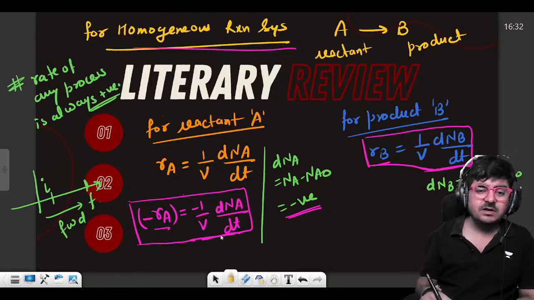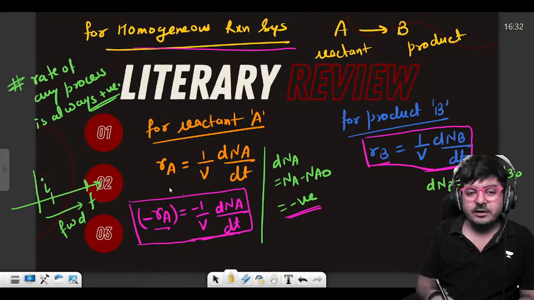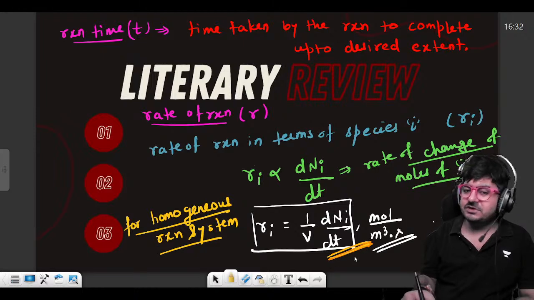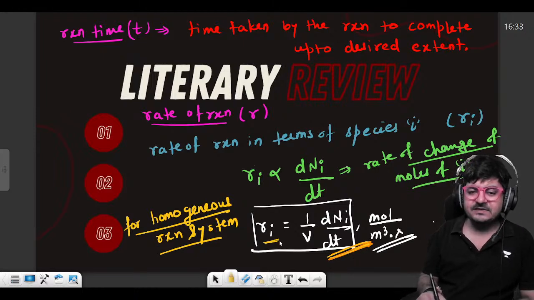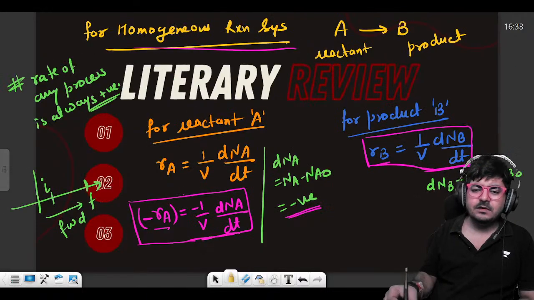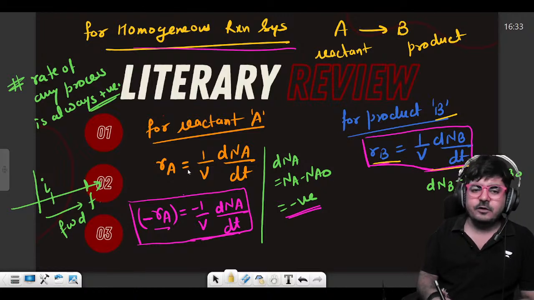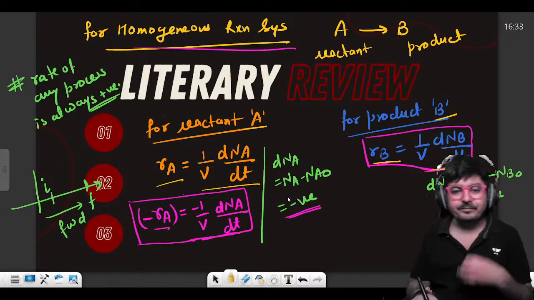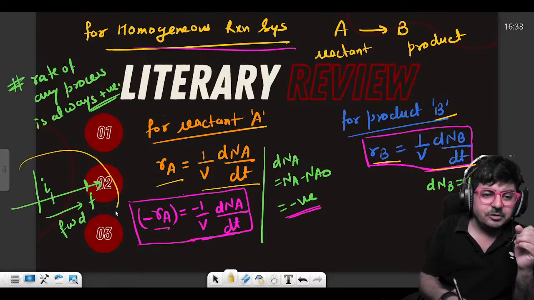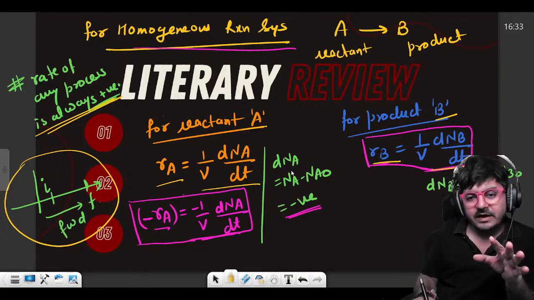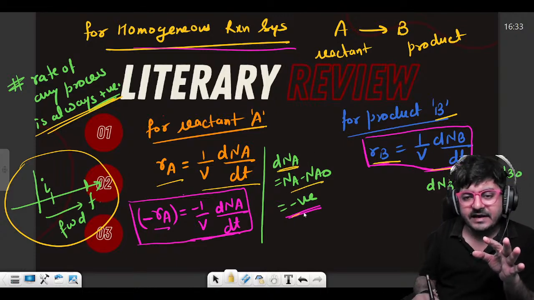हाँ, मैंने सही सोचा. देखो, rate of reaction as per the definition, you know, this is the rate of reaction for homogeneous reaction system for any species I, dni over dt divided by v. So for product B, by definition we will write like this. For reactant A, by definition we will write like this. Okay, but you know, rate is always going to be a positive quantity. I hope you understand that. So here DNA is a negative value.